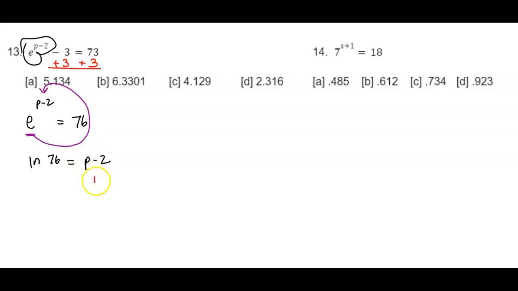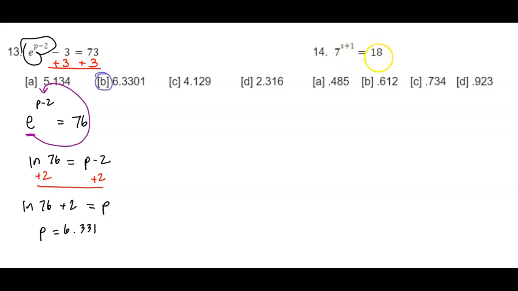Last step is to add 2 to both sides. And that gives me ln of 76 plus 2 equals p. Now in your calculator, you're going to put that in. And when you do, you get 6.331. Now there was a slight typo on the choices. The answer is B. That 0 right here is not necessary, but I think you can see which one you should have chose.